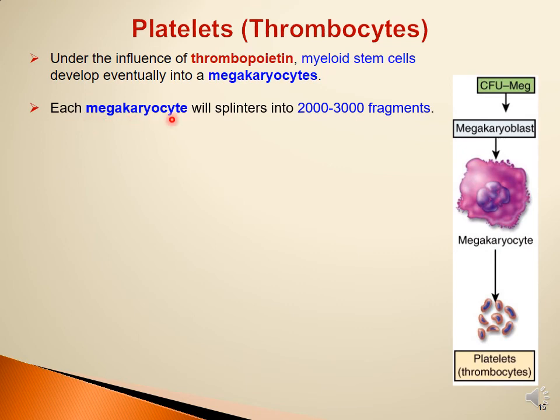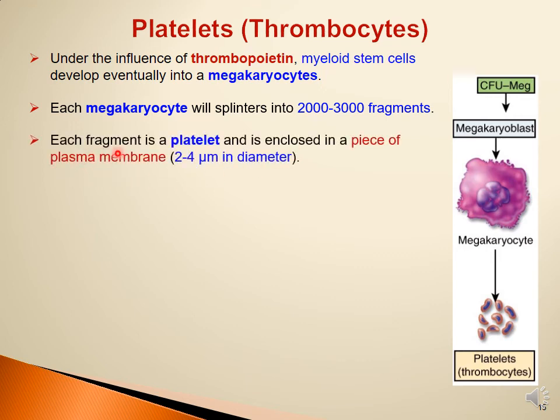Each megakaryocyte will splinter or divide to give about 2,000 to 3,000 fragments, and each of these fragments is a platelet. So each fragment is a platelet and is enclosed in a piece of plasma membrane, and it has a diameter of 2 to 4 micrometers. So it is the smallest blood cell.